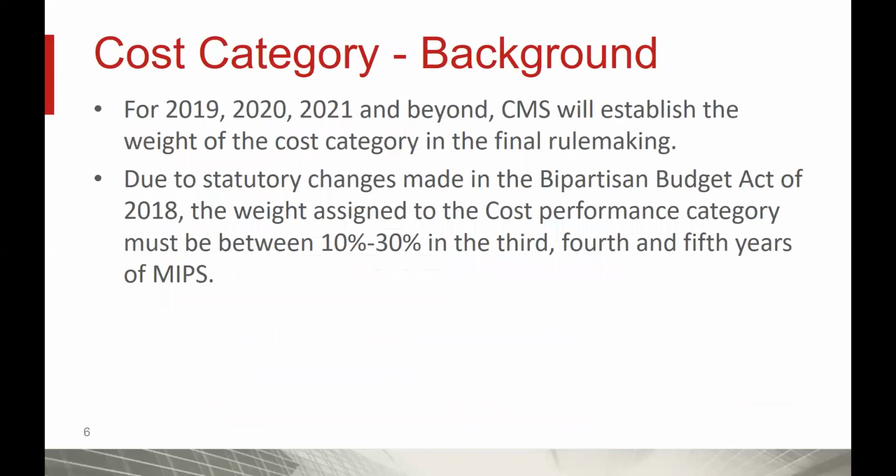So in future years, for 2019, 2020, 21, and beyond, CMS will establish the weight of the cost category in final rulemaking. So for now, for 2018, it's worth 10%, but in the future, it may be worth more. In fact, due to statutory changes made by the Bipartisan Budget Act of 2018, the weight assigned to the cost performance category must be between 10 to 30% in the third, fourth, and fifth years of MIPS. So in the future, this particular performance category might be more heavily weighted than it currently is. So please just keep that in mind for future reporting years.